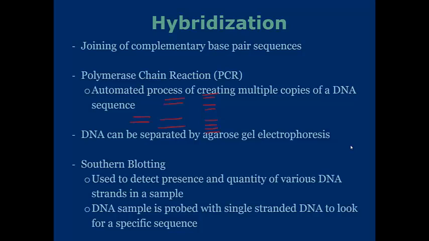DNA can also be separated by gel electrophoresis, which is another thing that we talked about in Lecture 3 when we talked about protein analysis and isolation. Southern blotting is used to detect the presence and quantity of various DNA strands in a sample. This is done by probing DNA samples with single-stranded DNA to look for a specific sequence. Obviously, if a sequence is complementary to the probe, it's going to bind to it, therefore locating the sequences that we want.